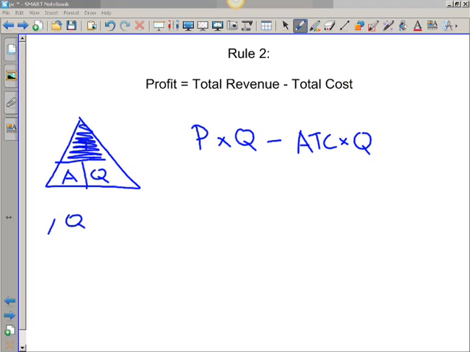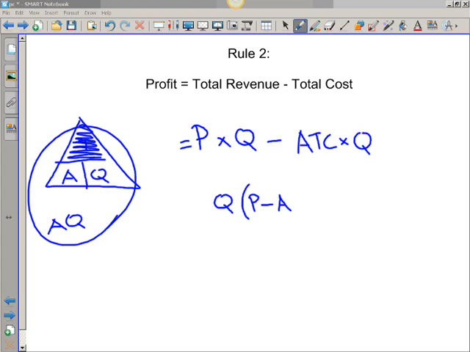And as you know from algebra, when two variables are next to each other directly like that, we multiply them. So from this, we know that to find total cost, we need to take average total cost times the quantity. So now we're left with profit equaling price times quantity minus average total cost times quantity. And all we have to do at that point is factor out a Q, and we're left with price minus average total cost.